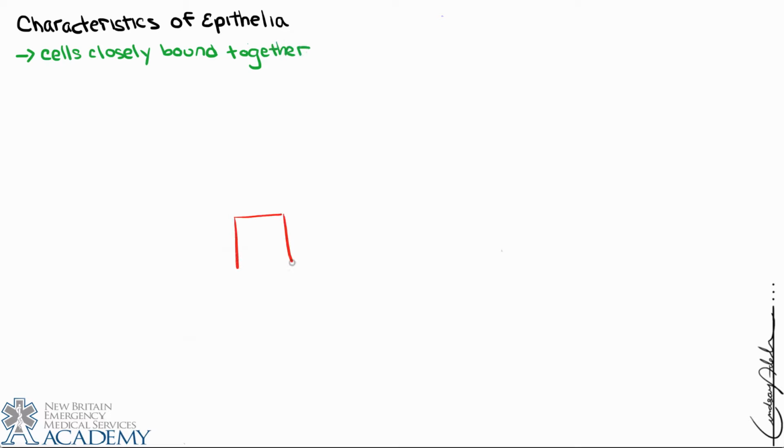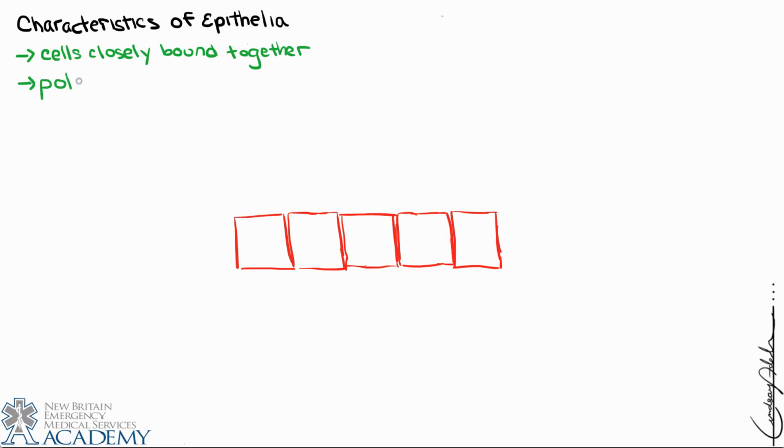Hi everyone, in this video we'll be talking about epithelial tissue, and we'll start off by describing the basic characteristics of epithelia. So generally we're talking about cells that are bound very closely together. It's not to say that there's never gaps in between, but generally they're pretty tightly packed in. The cells possess a property called polarity, which basically means that we differentiate an exposed surface versus an attached surface.